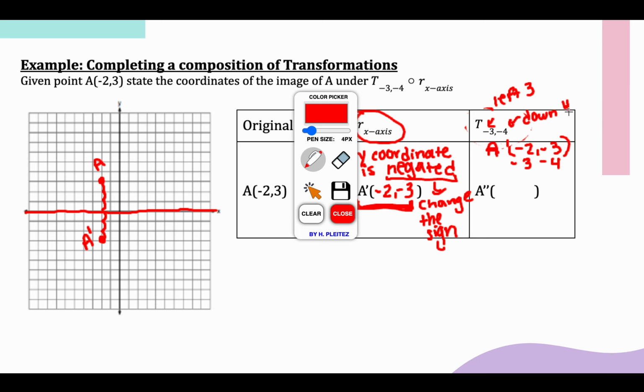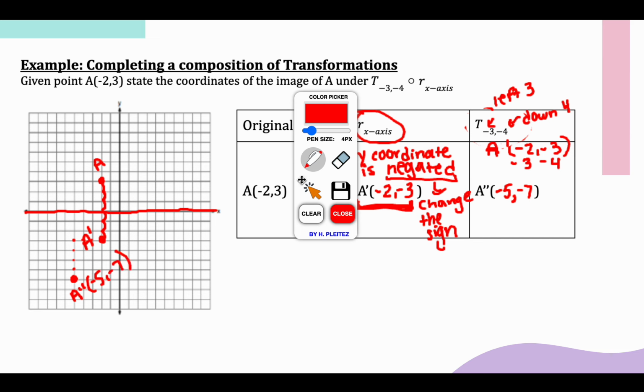So it's good to know both ways, because if you have a graph, you could just move your point to the left 3, down 4, and get your coordinate. If you didn't have a graph, you can mathematically do it. So -2 minus 3 is -5. And then we have -3 minus 4 is -7. So the point should be at (-5, -7). Now let's just double check this. If we move to the left 3 and down 1, 2, 3, 4, our point A double prime now would be here, which is at (-5, -7).